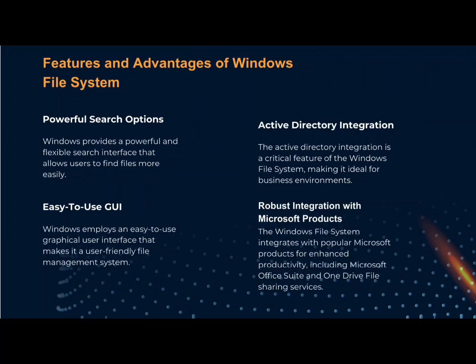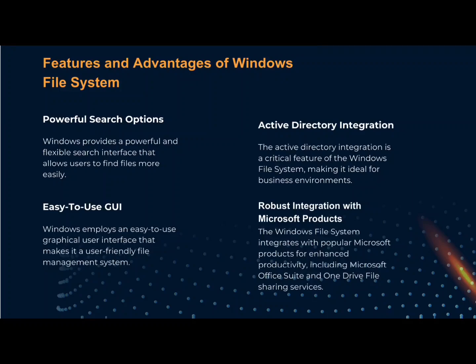Next are the features and advantages of Windows File System. Windows File System has powerful search options. Windows provides a powerful and flexible search interface that allows users to find files more easily. It also has Active Directory integration. The Active Directory integration is a critical feature of the Windows File System, making it ideal for business environments. Windows also employs an easy-to-use graphical user interface that makes it a user-friendly file management system.